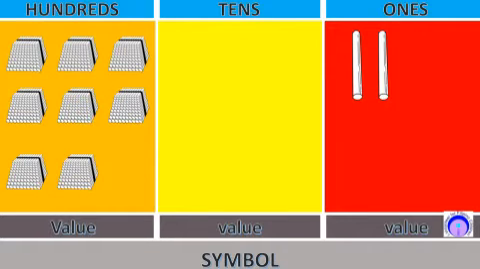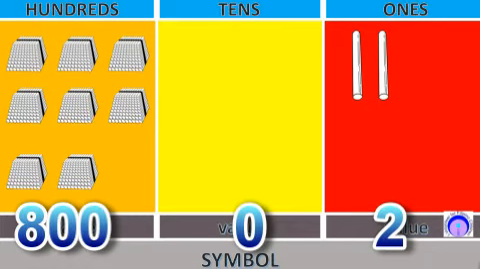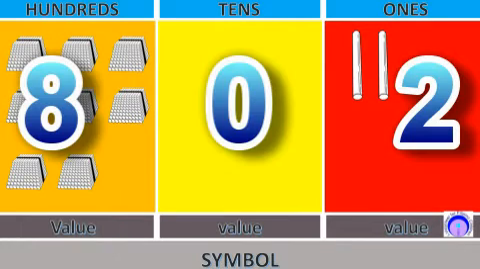Can you see anything in the tens place? Wala. Kaya, ang digit ay 0 in the tens place. Let's go to the ones place. There are 2 sticks. Therefore, the value is 2. Now, let us answer the symbol of this particular set of objects. The symbol is 802.